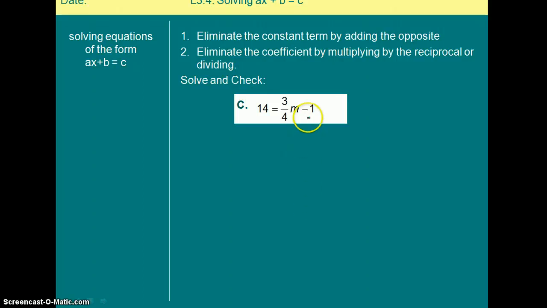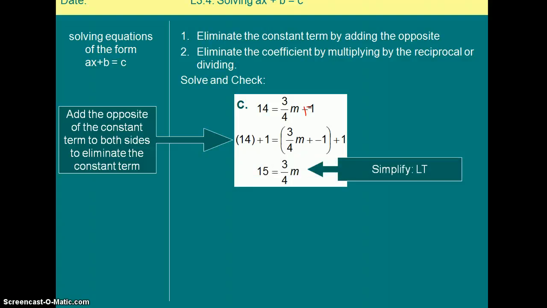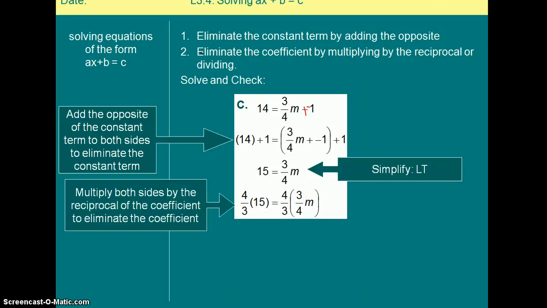First things first, we would like to eliminate this constant term, minus 1, or really a plus negative 1, by adding its opposite, positive 1, to both sides. Simplifying, combining our like terms results in the equivalent equation, 15 equals 3/4 m. Step 2 then is to eliminate the coefficient by multiplying by the reciprocal or dividing. In this case with the fraction, it makes the most sense to multiply by the reciprocal. So we are multiplying both sides by 4/3.